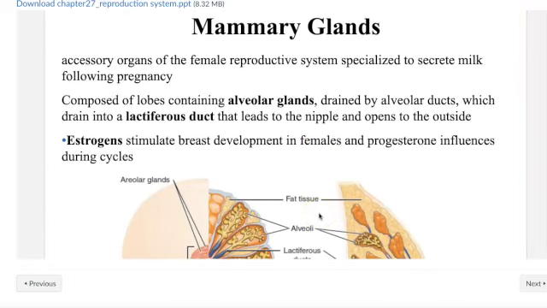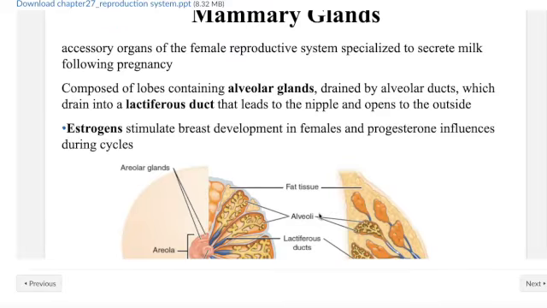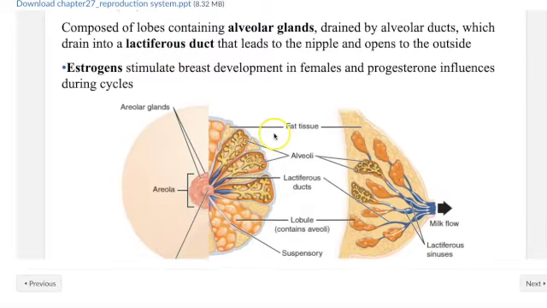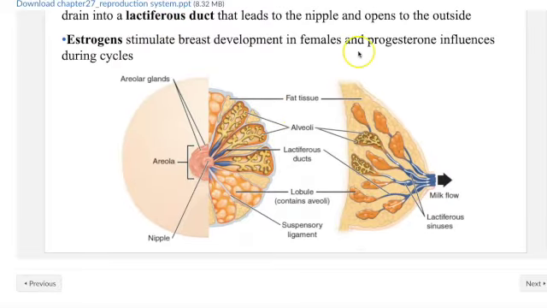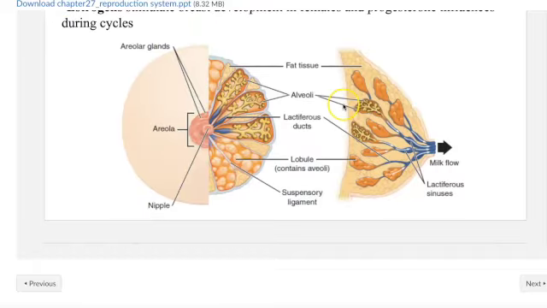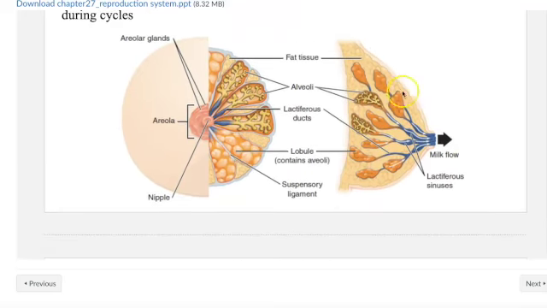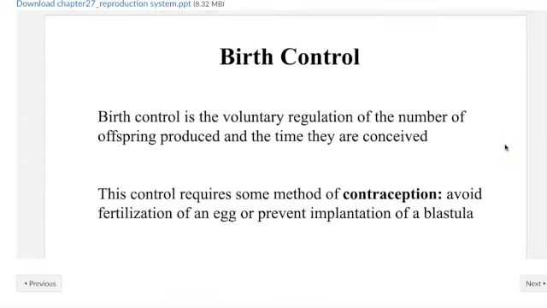If no fertilization, we end this with another menstrual cycle. Mammary gland, of course, is for secreting milk. It contains alveolar glands. It also has the lactiferous duct. Estrogen stimulates breast development in females, and progesterone influences during this cycle. Here's the alveoli and the lactiferous gland, so that the milk will flow outward. And if you've been pregnant before, if you get one of these infected, it is extremely painful.